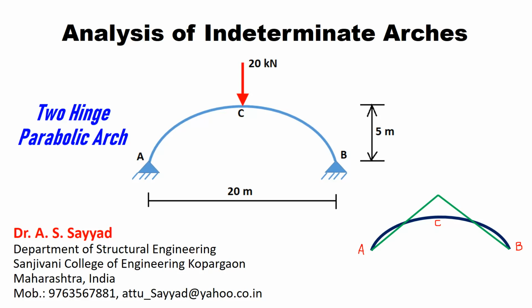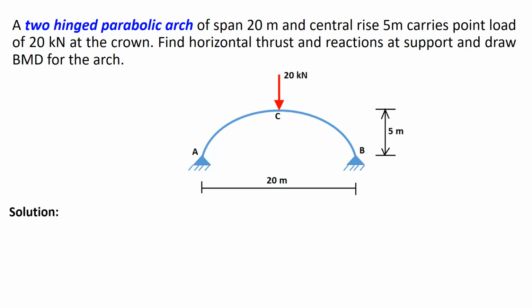Analysis of two-hinge parabolic arch. The statement of the numerical is: a two-hinge parabolic arch of span 20 meter and central rise 5 meter carries a point load of 20 kilonewton at the crown. Find the horizontal thrust and reactions at support and also draw the bending moment diagram for the given arch.